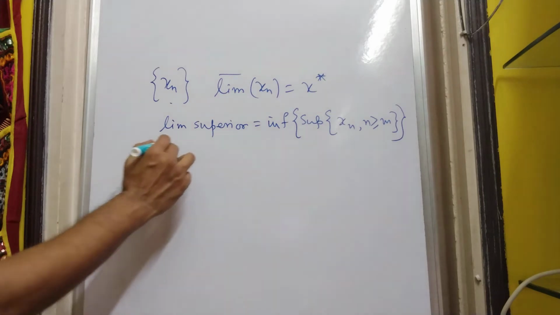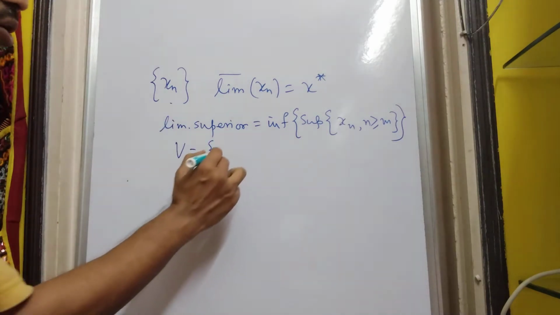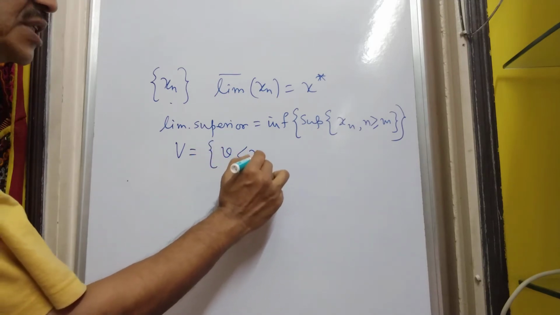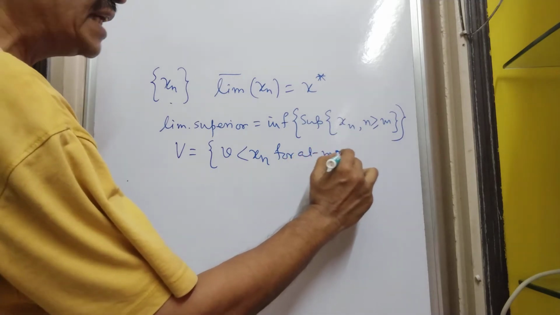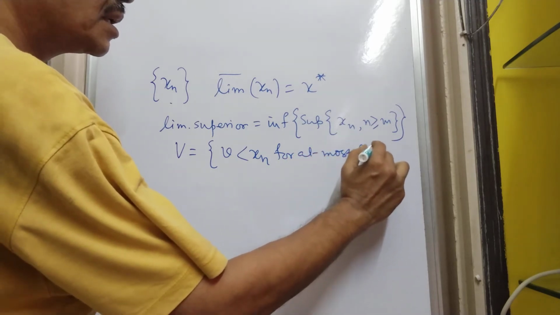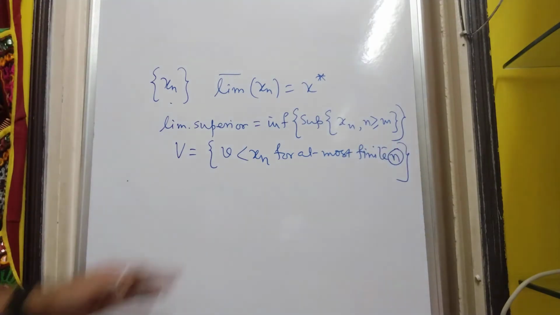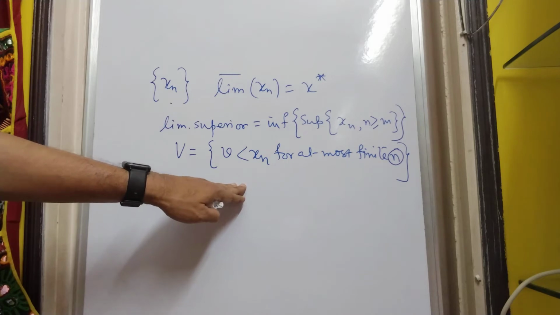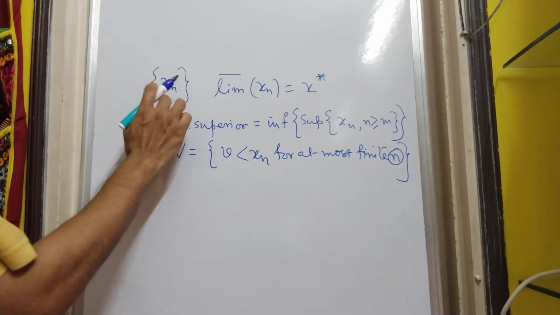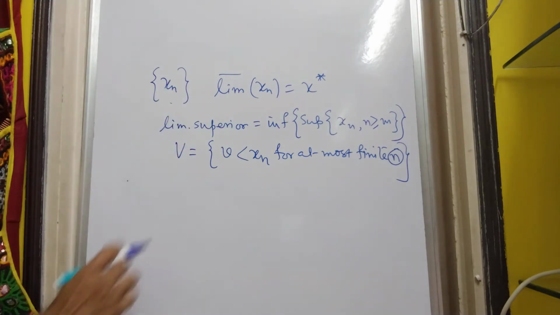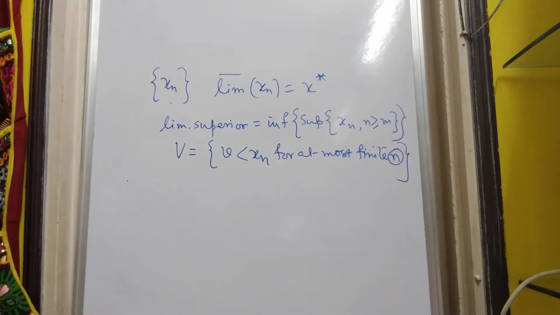We may alternatively think of a set V which contains all those elements which are less than xn for at most finite m, a finite number of elements. V is less than xn for a finite number of elements of this sequence. And the infimum of this V is actually the limit superior.